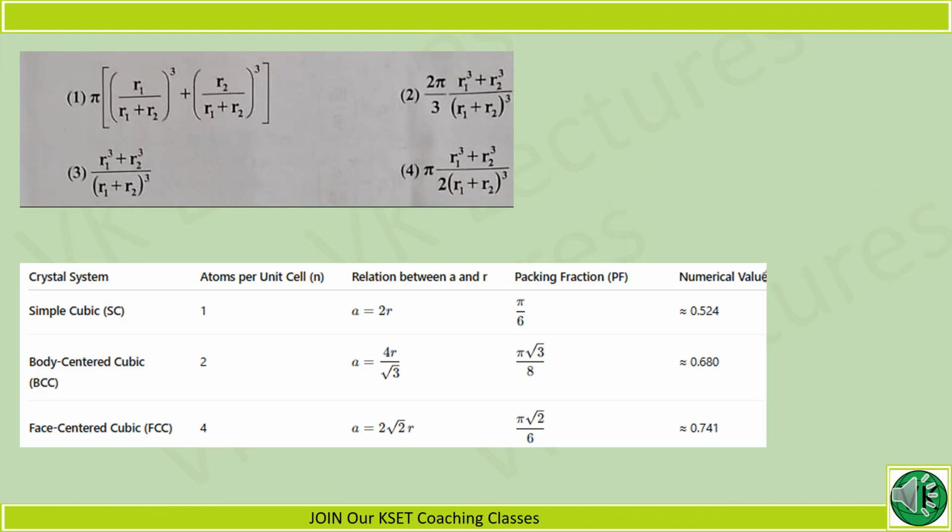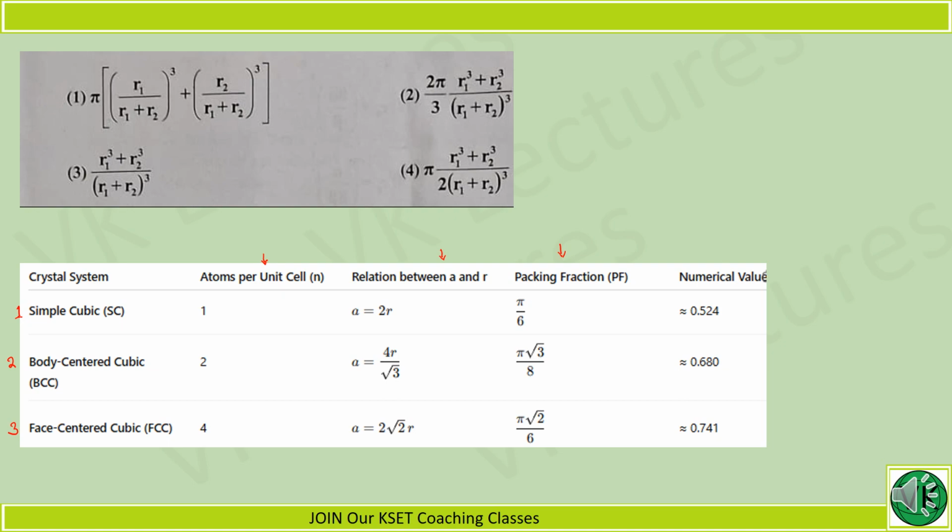Here 4 options are given. These are different crystal structures: the first is simple cubic, the second is body centered cubic, and the third is face centered cubic. The atoms per unit cell are given, the relation between A and R is given, and the corresponding packing fraction is also given. Now how to solve this problem?